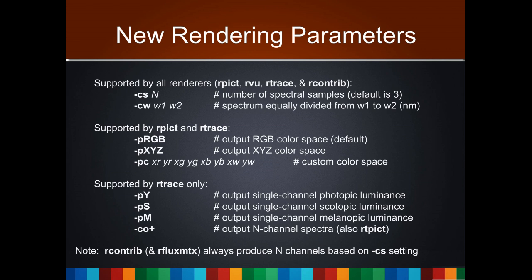Okay. The new rcontrib and rfluxmtx, which calls rcontrib, always produce however many channels you specify with a -CS option. So it doesn't give you an alternative of converting color space. Since it's computing coefficients, which presumes you want those coefficients for something later on, it's always going to give you the full spectrum. You can, of course, run that through a filter like pcomb, which I'll discuss in a moment, that will reduce those to whatever other color space you want, but that's just the default behavior.